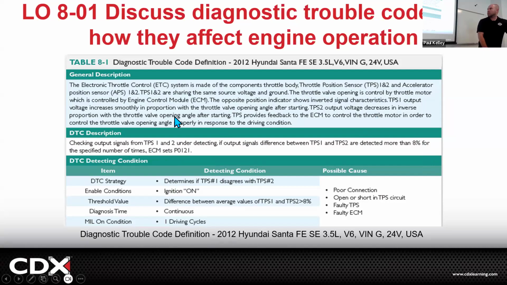So this is telling you the general description of the system. Cool. And then it can tell you possible causes like poor connection, open or short, faulty TPS, faulty ECM. So what do you want to replace? The harness, the throttle position sensor, or the ECM. It could be all of those. And then like last week I told you, sometimes it's a programming thing and you can't replace the programming. So you've got to actually know.